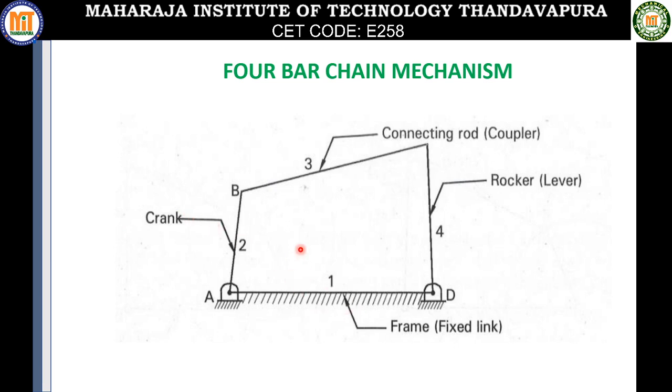Any link which is fixed, which doesn't move, is called the frame or fixed link. So this link number 1 is the fixed link. The link which is opposite to the fixed link, I'll call the coupler or the connecting rod. The link which oscillates about an axis or a point is called the rocker or the lever. So 1, 2, 3, 4: these are the 4 different rigid links by using which I form a quadrilateral type of mechanism, called a 4-bar chain mechanism.